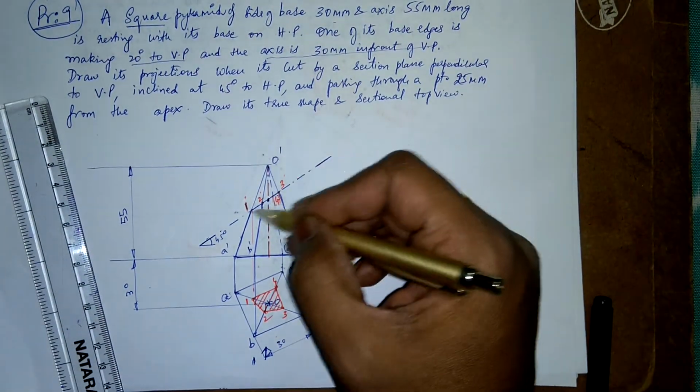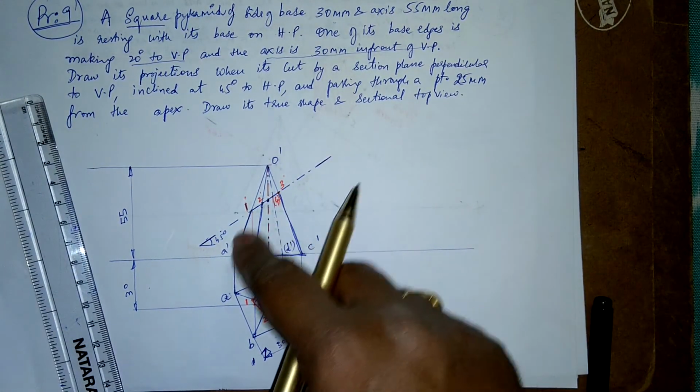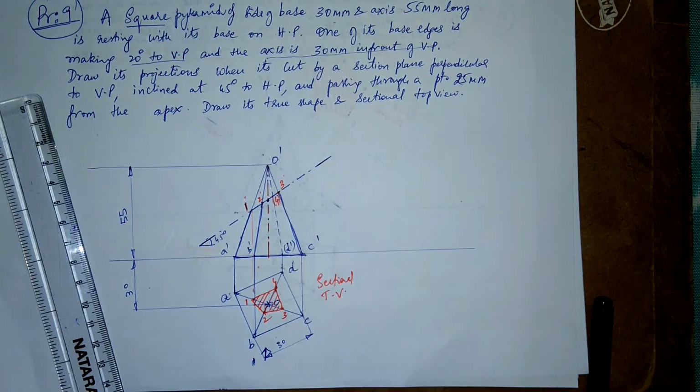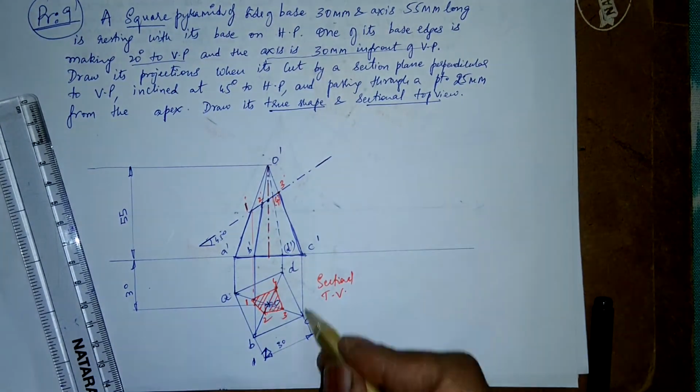Alright, this part could be drawn lightly. Since you are already drawing with an H pencil, this will be light anyway. So this is darkened with an HB pencil. Alright, now he is asking, draw the true shape. Sectional top view is done. This is the sectional top view.